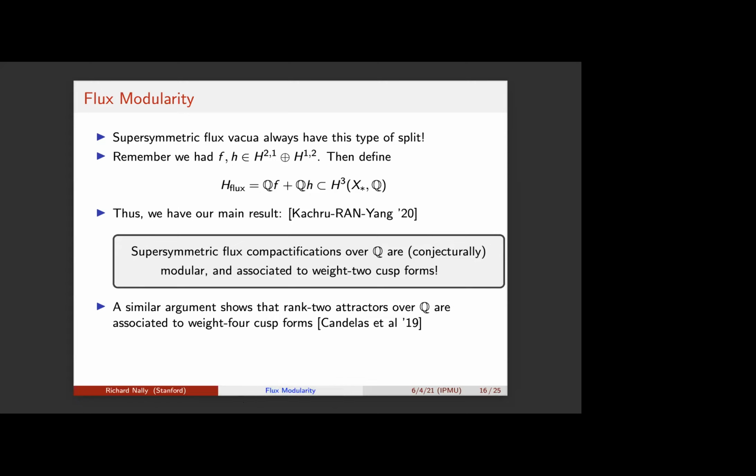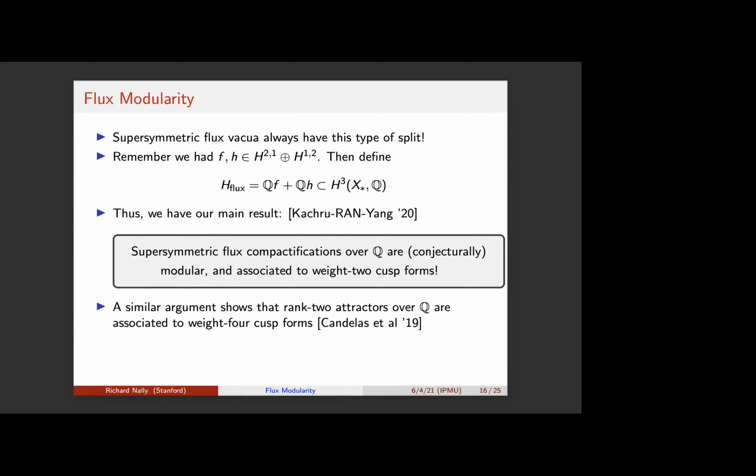The results from the last slide kick in, and we have our main result, which is that, subject to some technical assumptions, supersymmetric flux compactifications over the rational numbers are modular, and their point counts give you the Fourier coefficients of weight 2 cusp forms.